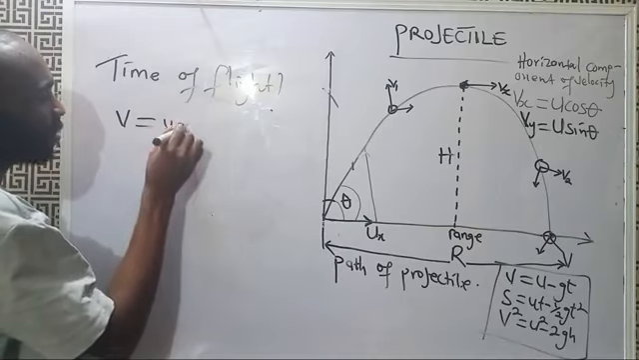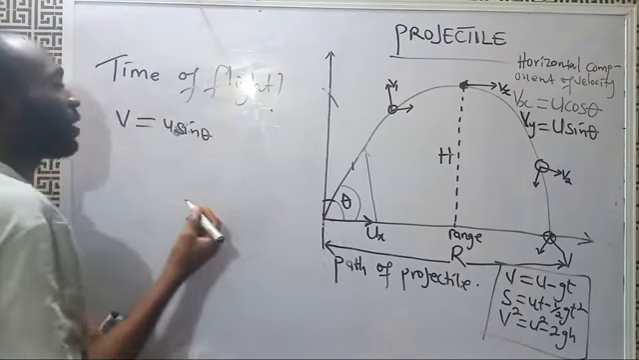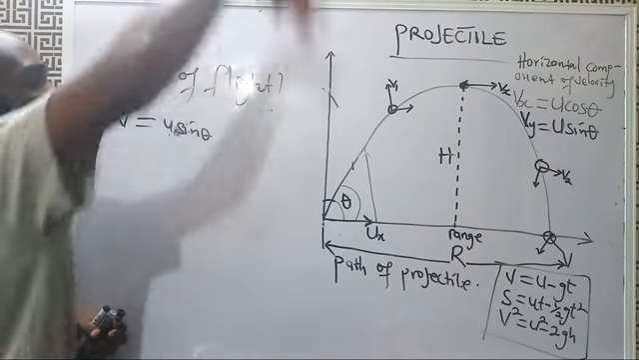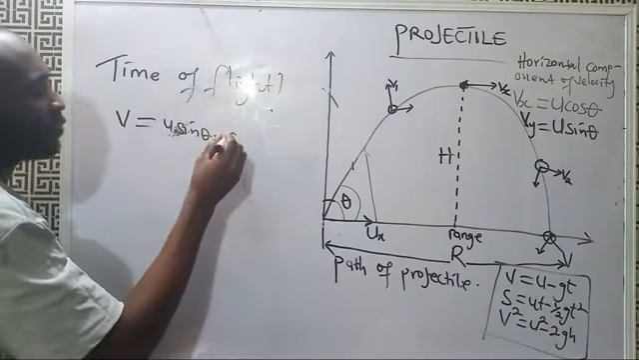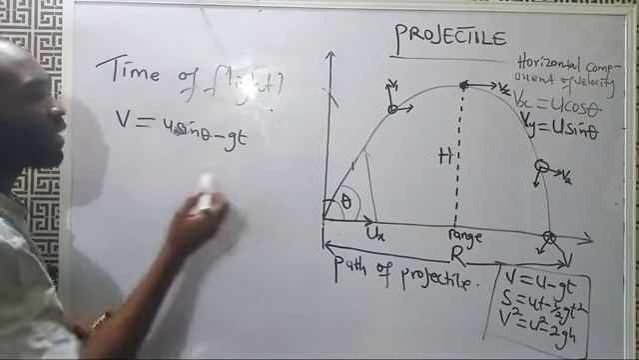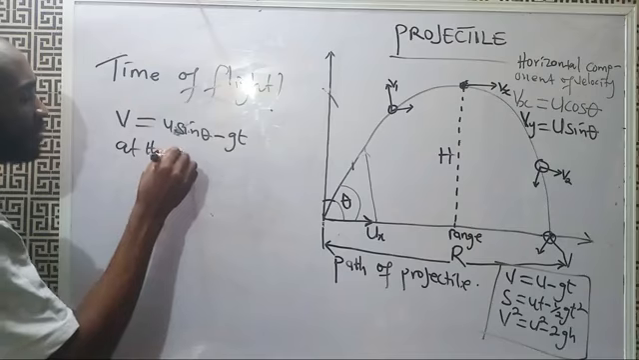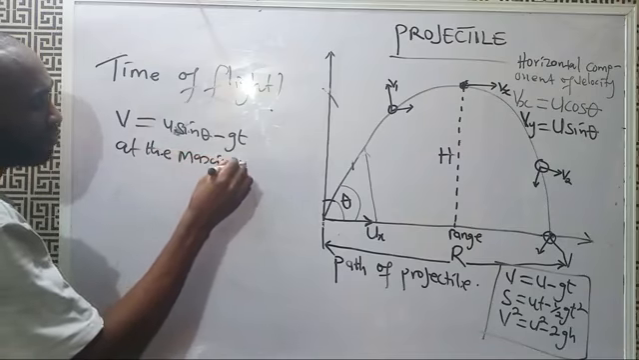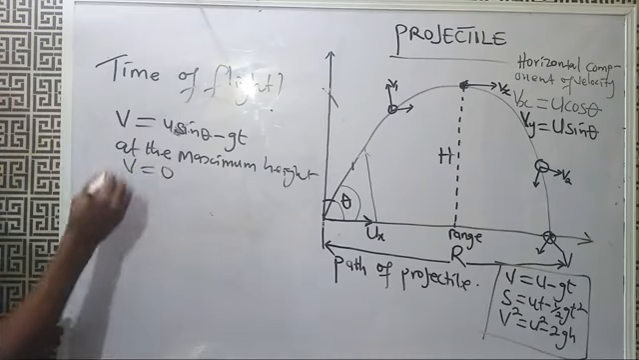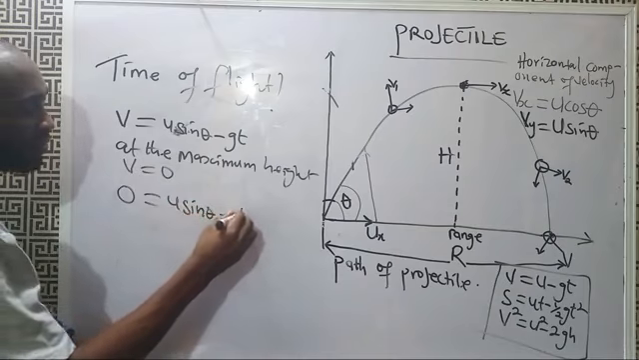We're using sine theta, assuming this has been projected at a particular angle. Which means when it's going up in the vertical direction, it will take u sine theta, then minus gt, because it's going up. That is why it has the minus sign. But at the maximum height, v is equal to 0. So we now have 0 is equal to u sine theta minus gt.